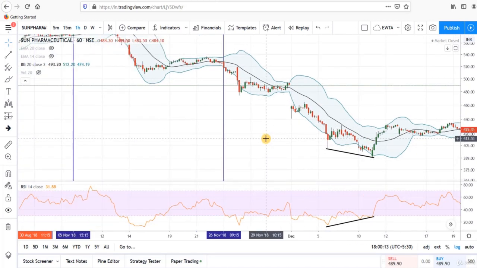So in this way you can use this indicator on your charts and you can get very clear signals if you add other indicators with Bollinger Band.